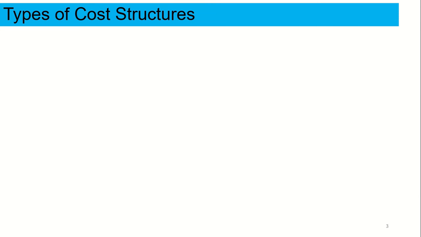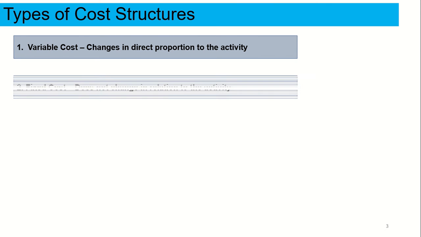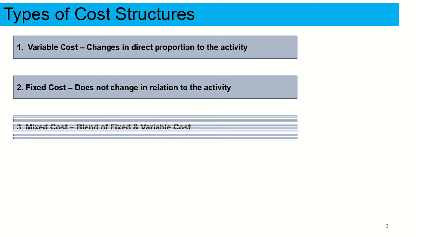Now, what are the different types of cost structures that we see in organizations? Variable cost, which changes in direct proportion to the activity. Fixed cost, which does not change in relation to the activity, it remains fixed. Mixed cost, which is a blend of fixed and variable costs.